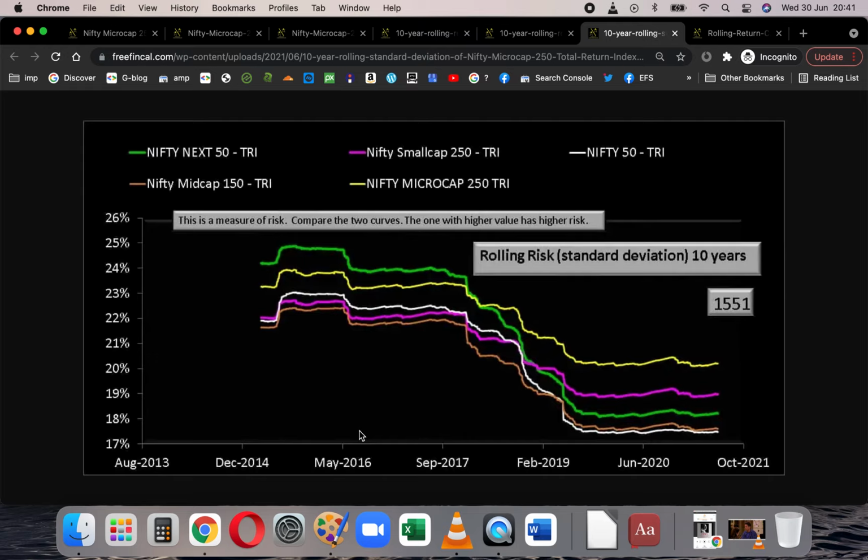I have already talked about it. Even today, Nifty Next 50 is still more volatile than Nifty Midcap 150. Over 10 years, it is comparable in volatility to Nifty Small Cap 250 and so on. But going forward, the brilliant returns that we have seen in the Nifty Next 50 may not be reproduced for users.